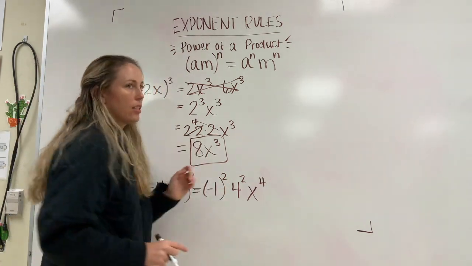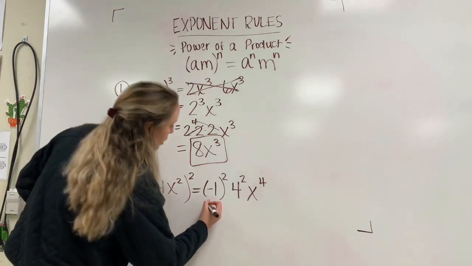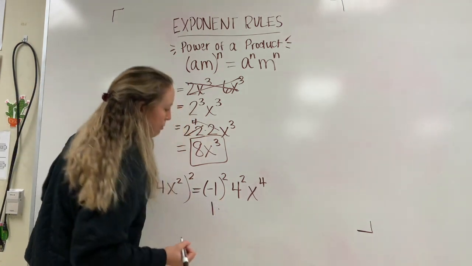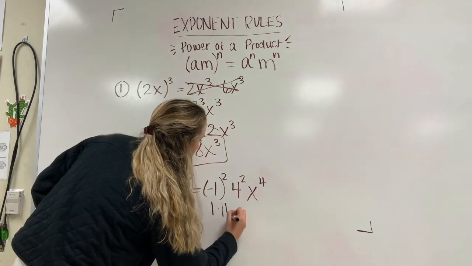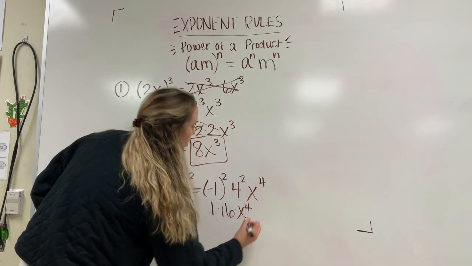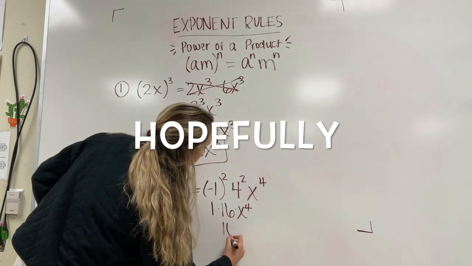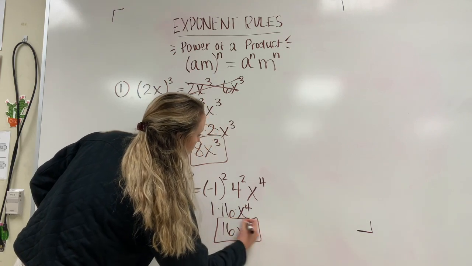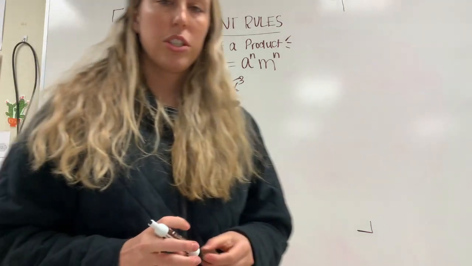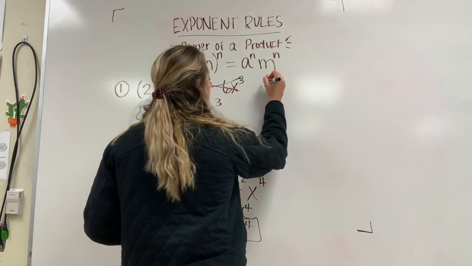We did not add them, we multiplied them. -1 squared means -1 times -1, which is +1. So I've got 1 times 4 squared is 16 times x to the 4th. Okay, we know what 1 times 16 is. It's 16 x to the 4th. All right, we'll do a couple more just like that.